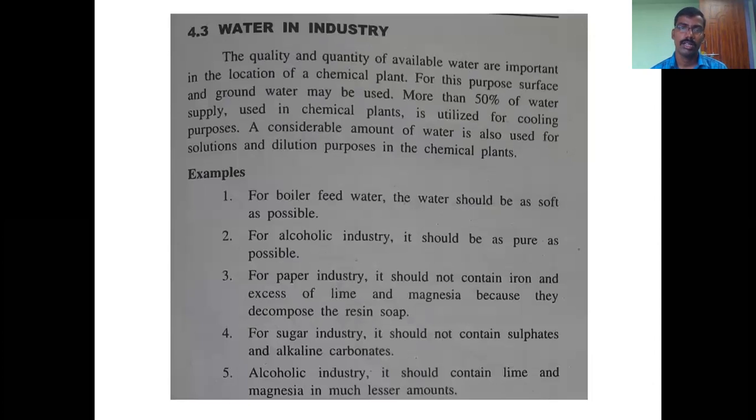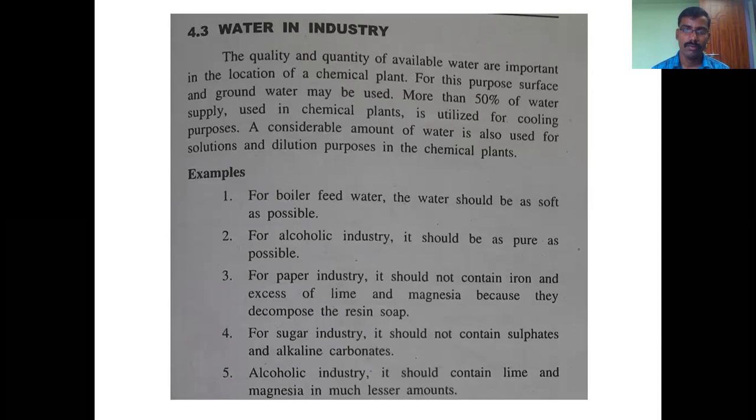Then water in industry. The quality and quantity of available water are important in the location of a chemical plant. For this purpose, surface and groundwater may be used. More than 50% of water supply used in chemical plants is utilized for cooling purposes. A considerable amount of water is also used for solution and dilution purposes in the chemical plant.